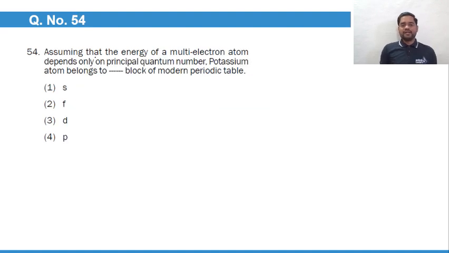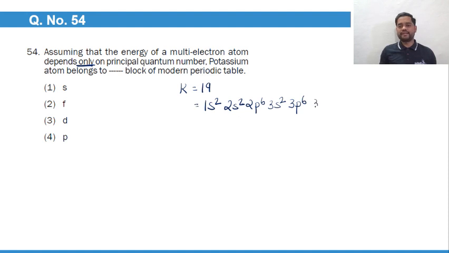Question 54: assuming that the energy of multi-electron atoms depends only, this word is important, only on the principal quantum number, that is n. So energy is directly proportional to n. Potassium belongs to which block of the periodic table? Potassium has atomic number 19, so the configuration is 1s2, 2s2, 2p6, 3s2, 3p6. That goes to 18, and then 3d1. So it belongs to the d block. So the answer has to be d. Option number 3 is the right answer.